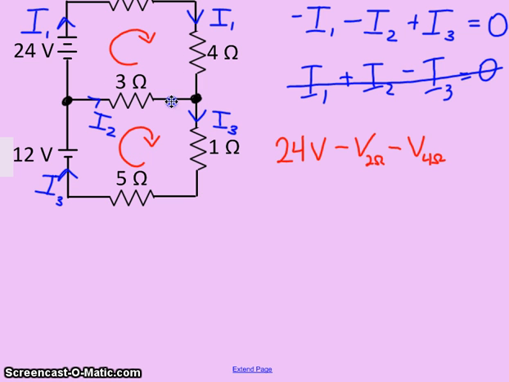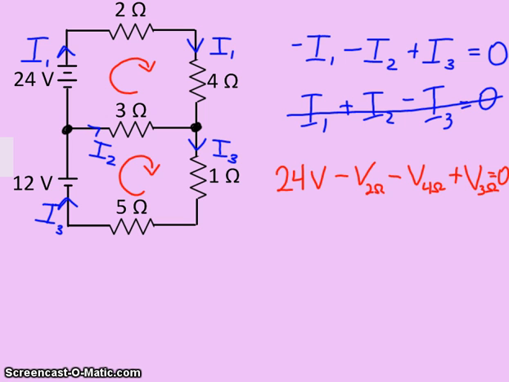And then to finish my loop, I travel through this 3 ohm resistor. This time I'm going right to left, but the current goes left to right. So I'm going in the opposite direction the current travels through that resistor. And so I say plus V of the 3 ohm. I got back to my starting point. I'm back where I started. So now I write equals 0.